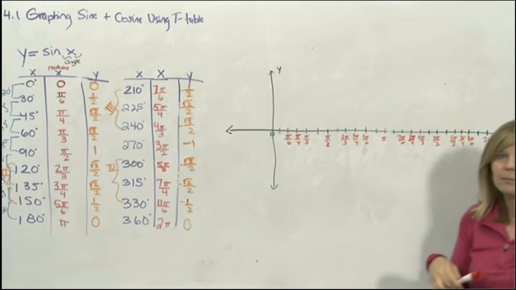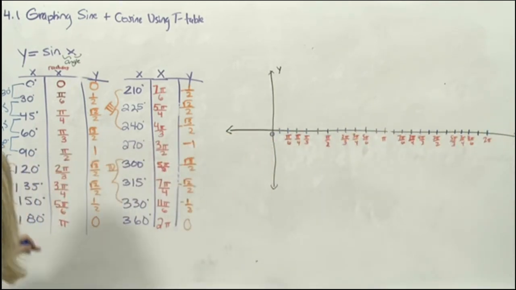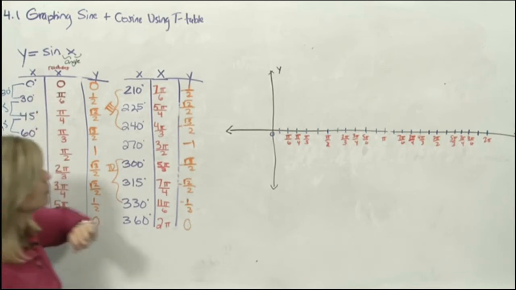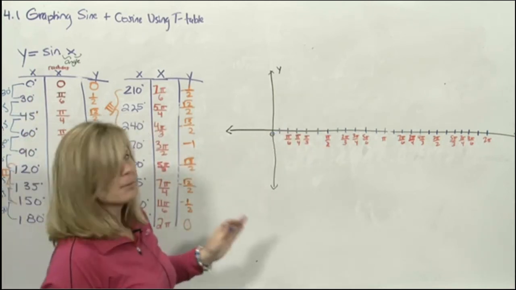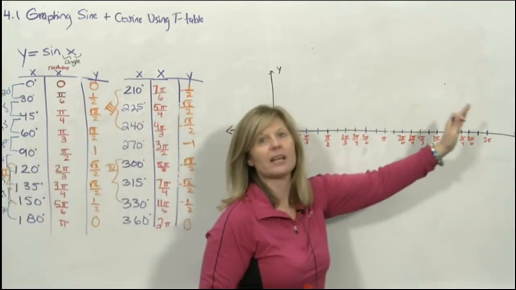Okay? Everybody was with me? So the biggest mistake you guys make is you just take the radians that you have in the t-table and just throw them on there. Remember, those radians represent degrees, and the degrees have to be equally spaced.